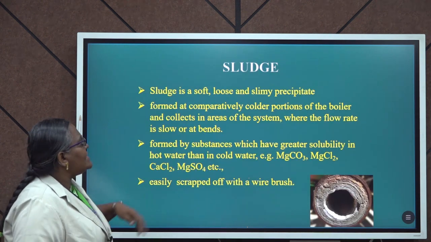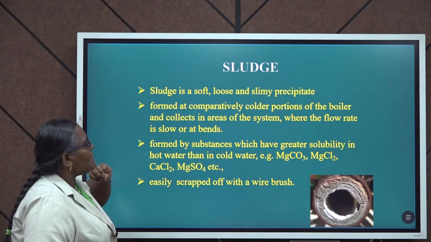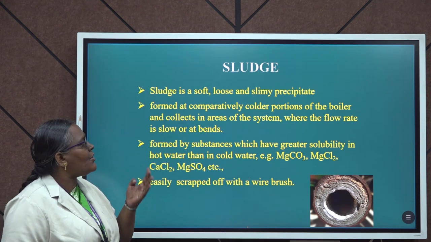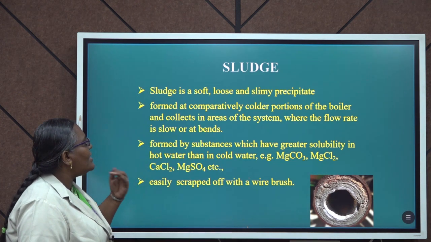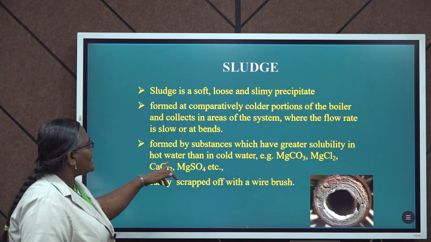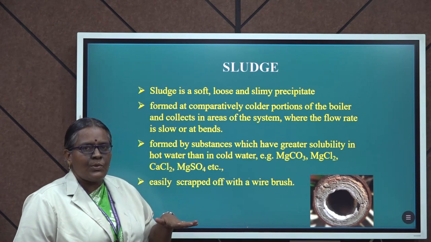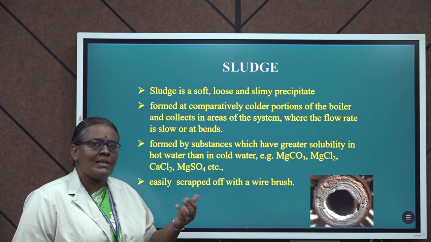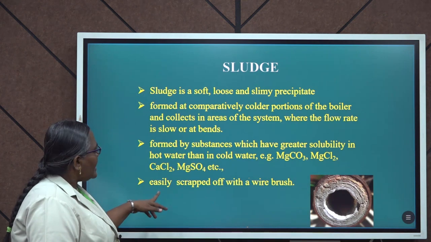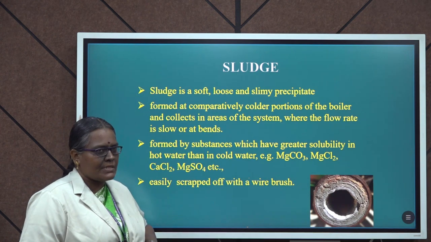So first, sludge. Sludge is a soft, loose and slimy precipitate. So it forms on the colder portions of the boiler. So it is formed by substances having greater solubility in hot water. So that is, they are insoluble in cold water. When you switch off the boiler, they will automatically settle down. They can be easily removed with a wire brush.